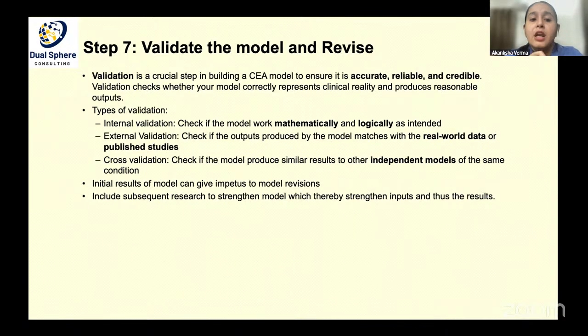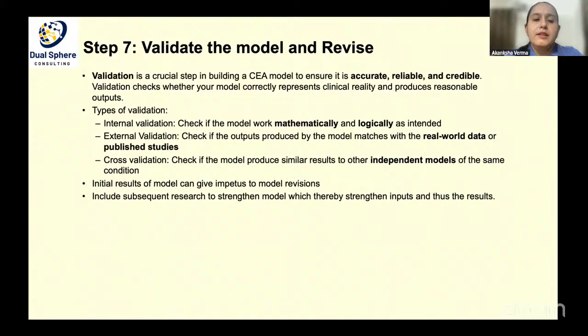Cross validation: check if the model produces similar results to other independent models of the same condition. So the model should be like other models, quite the same as external validation. You refer to other models for the results, to see if they are producing results in a similar fashion, along similar lines.